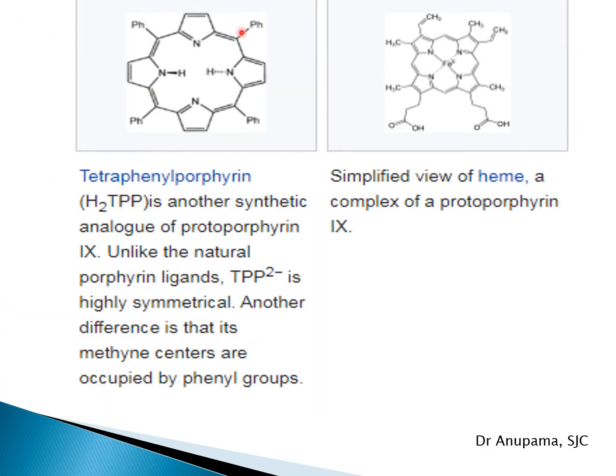We have one more derivative which is tetraphenyl porphyrin. It is another synthetic analog of protoporphyrin 9. Unlike the natural porphyrin ligands, this TPP is highly symmetrical in nature. While here is the heme, which is a very complex protoporphyrin 9 derivative, and it is highly asymmetric in nature.